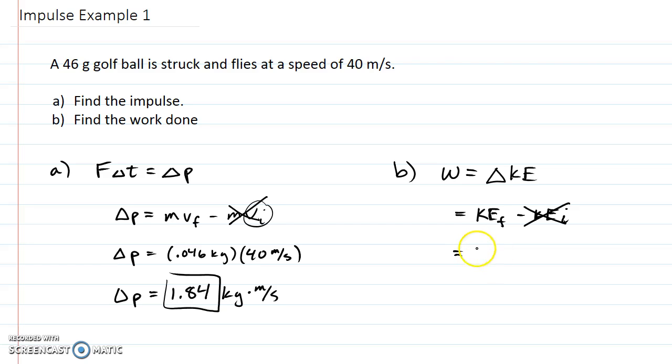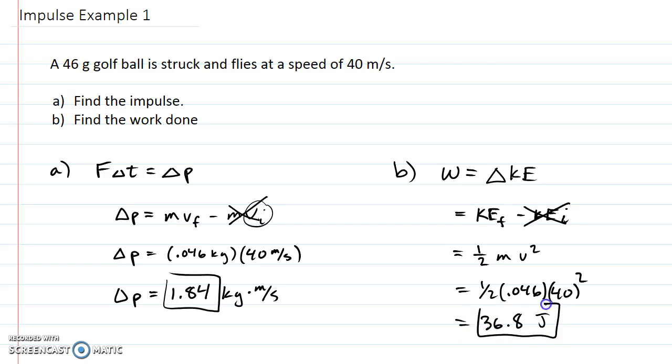So this would be 1/2 mv squared, which is 1/2 times the mass again, which is 0.046, and then the velocity is 40, but it's going to be squared this time. So we're going to get a much larger number here. We're going to get 36.8 joules. So you could think of this two ways. This is actually the kinetic energy of the ball, but it's also the amount of work that's been done on it.